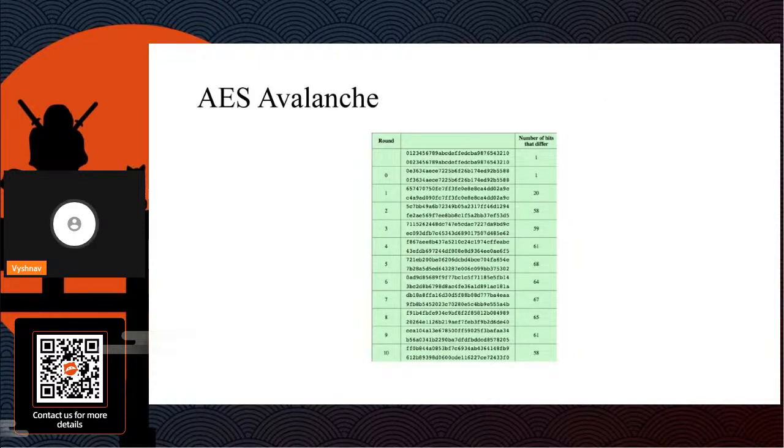So as we discussed for the DES avalanche effect, if we change one bit in the input, 58 bits are changed in the output after round 10 of AES.